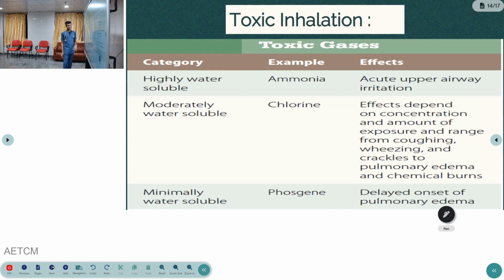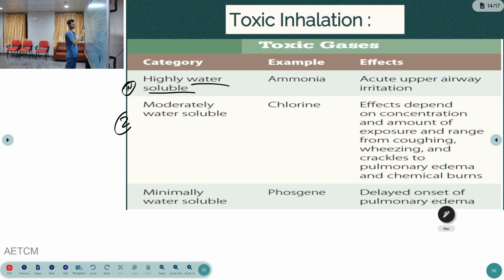And the next is toxic inhalation. The injury from toxic gas depends upon the water solubility. So water solubility, we are categorizing into 3 categories. The first category is highly water soluble. Things like ammonia will cause acute upper airway irritation. Once a highly water soluble substance reaches your nasal mucosa or oral mucosa, the nasopharyngeal and oropharyngeal areas, which are the upper airway, at initial contact itself it will cause acute upper airway irritation.